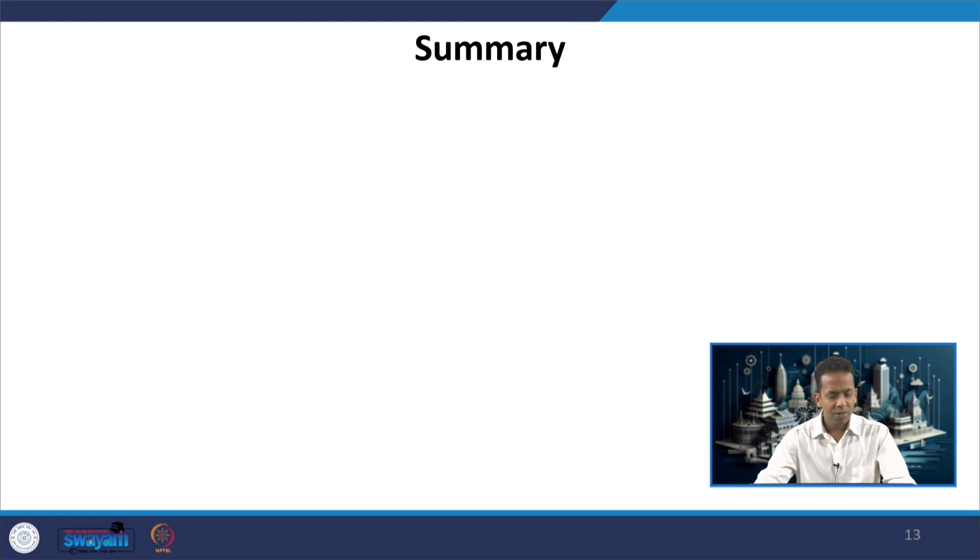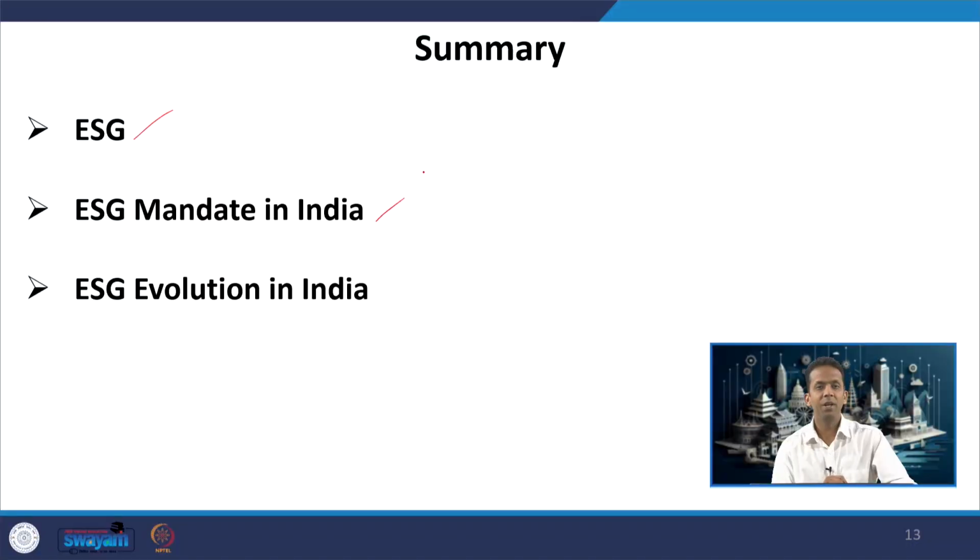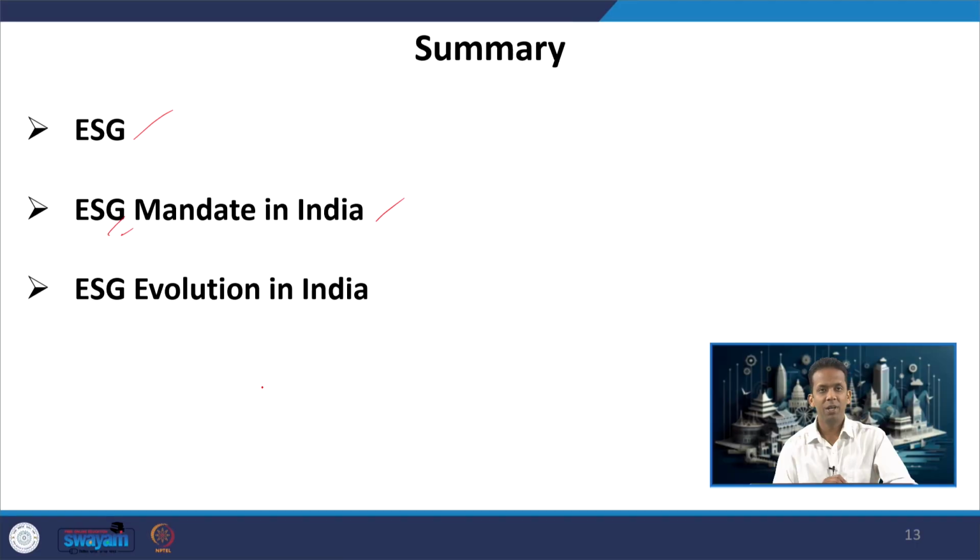So to summarize, we started with what is ESG, the three aspects or pillars, that is environment, social and governance. What do they mean? What are the focus areas? What is the importance, or how is it relevant to a company's performance? Then we checked whether it's mandatory in India, how different laws in India indirectly support ESG, and how ESG evolved over all these years in India. So we'll stop here. Thank you.